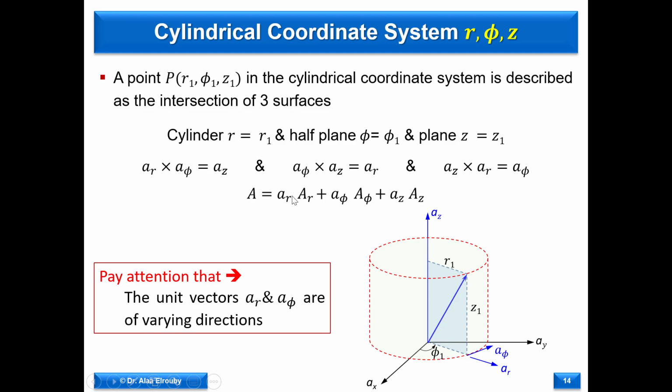A vector is described in the cylindrical coordinate system as such: a component in the AR direction, a component in the A phi direction, a component in the AZ direction. So it is very important for you to know how to define the direction of AR, the direction of A phi, the direction of AZ for any point in the cylindrical coordinate system.